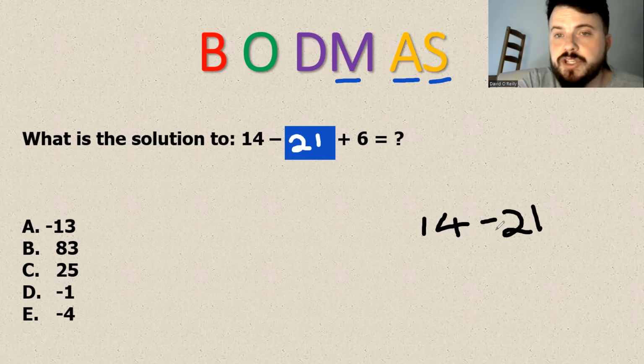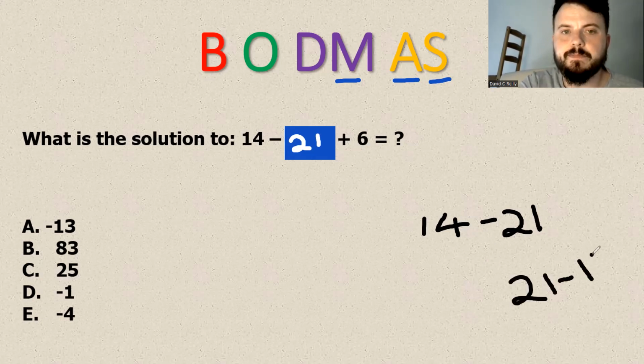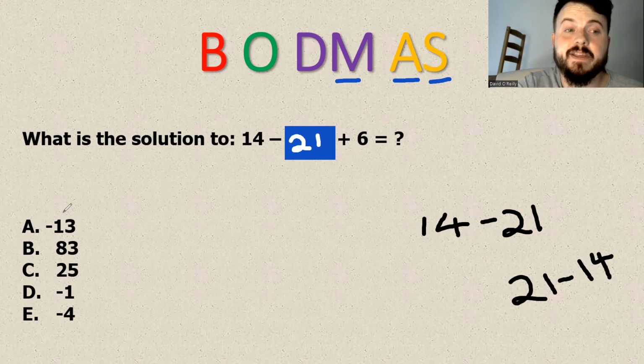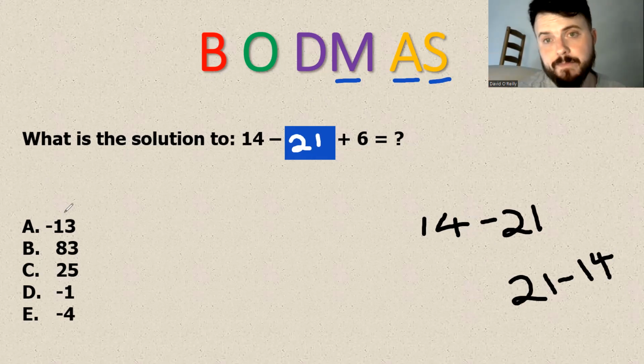You can't just turn this question around, okay? If you did that, the question would become 21 minus 14, which gives you 7, okay? And then you do 7 plus 6 is 13, and that's wrong. And the fact that there's a minus 13 as one of the options might make you pick that, okay? So we must do it in the correct order, otherwise we're going to get the wrong answer, okay?